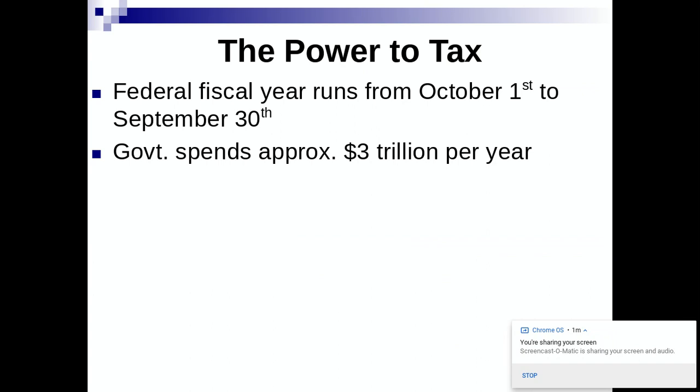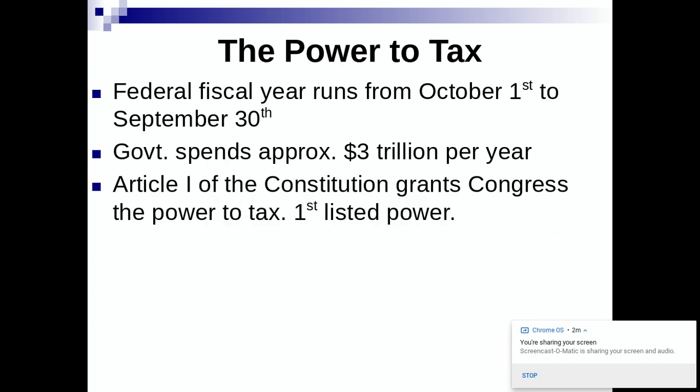All right, so a couple things. The federal fiscal year runs from October 1st to September 30th. So that's what the fiscal year is, from the beginning of October through the end of September. So roughly, government spends approximately $3 trillion a year on a variety of different things that we'll get to in a little bit. So therefore, $3 trillion a year, you need to collect that revenue. You need to collect that tax. So obviously that number has gone up over the years as we start getting into more government programs that need to be created. So where does the federal government get their power to tax?